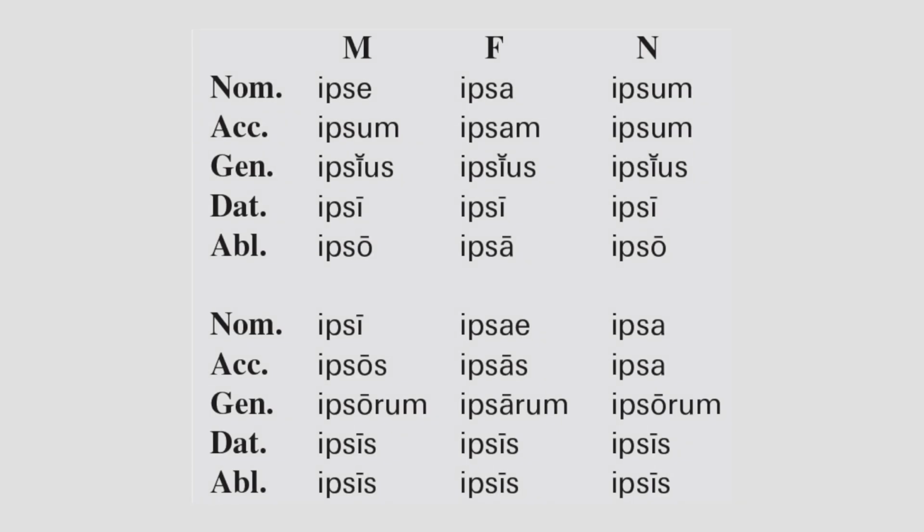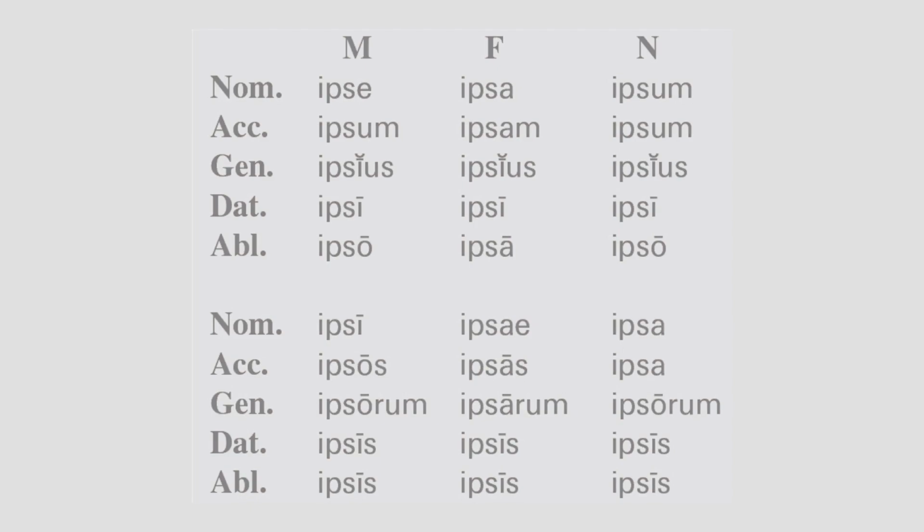But we'll kick off with ipse, and this one goes ipse, ipsa, ipsum, ipsum, ipsam, ipsum, ipsius, ipsius, ipsius, ipsi, ipsi, ipsi, ipso, ipsa, ipso. So as I'm saying that, I'm kind of thinking is, ea, id, eum, eam, id, eius, eius, eius, ei, ei, ei, eo, ea, eo. It's kind of the same endings as that.